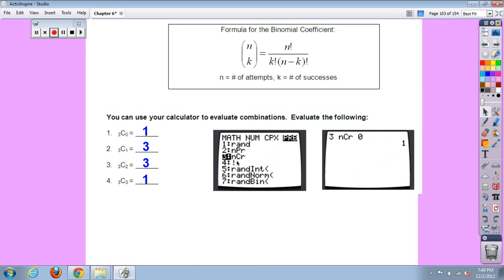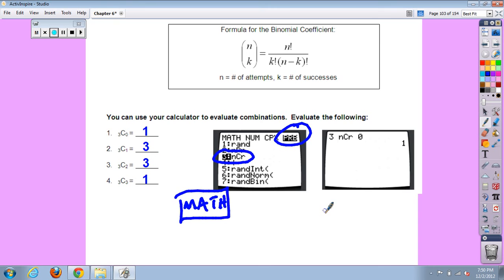Now, the combination command in your calculator is located at the math button. So if you want to take a look at your calculator, the math button is the 3rd button from the top on the left below the alpha key on your calculator. Hit the math button, then you'll want to slide over to PRB for probability, and then it is number 3.